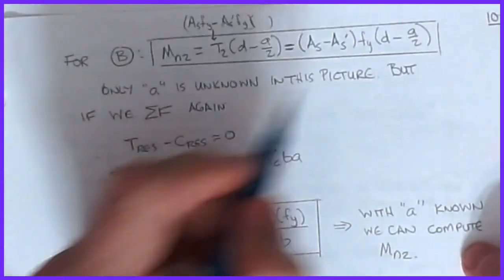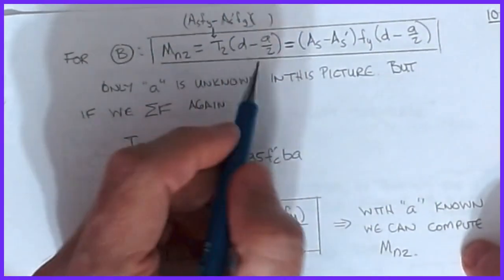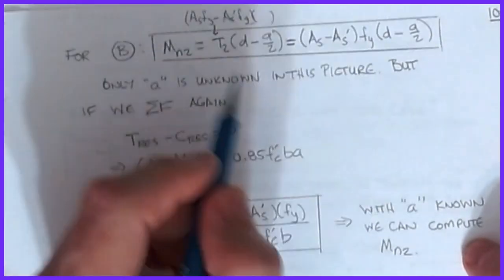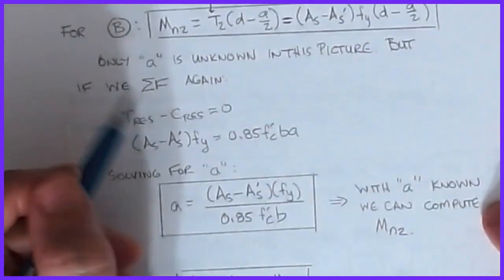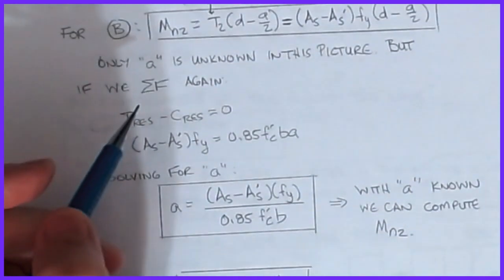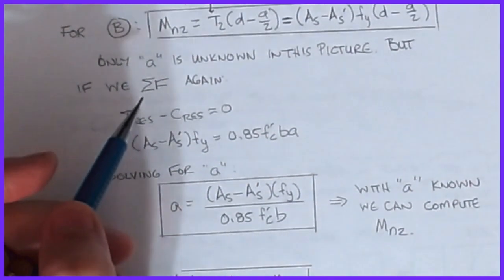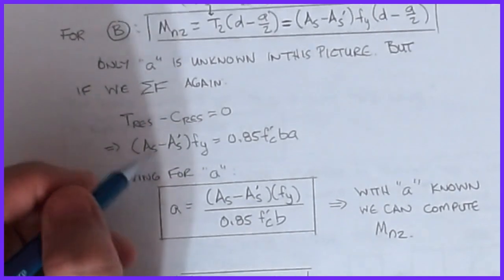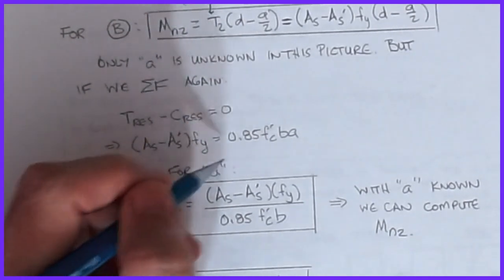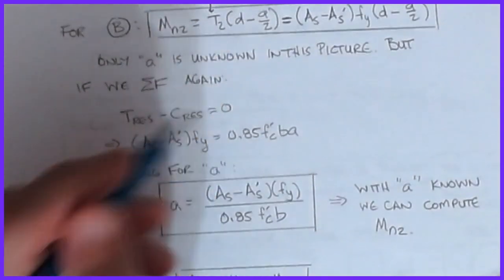Okay, and so that's AS, and that's what we're showing, and then the rest of it is (D minus A) over 2, our moment arm. So this is kind of the similar formula to what we did with the rectangular section. In this, only A is unknown. So what we do is we sum forces in the x direction on this picture, and you get AS minus AS prime times Fy is equal to 0.85 F prime c b a.